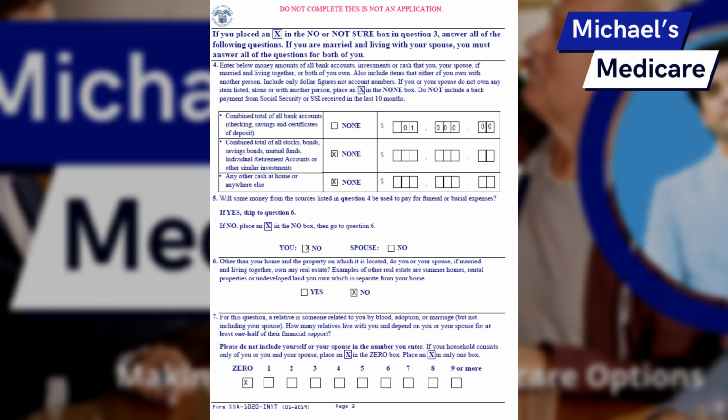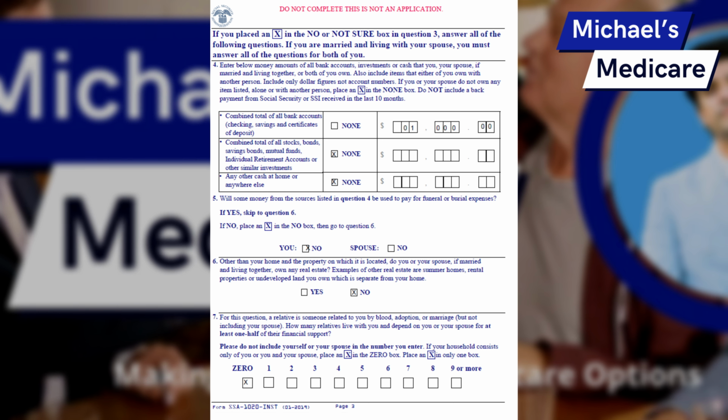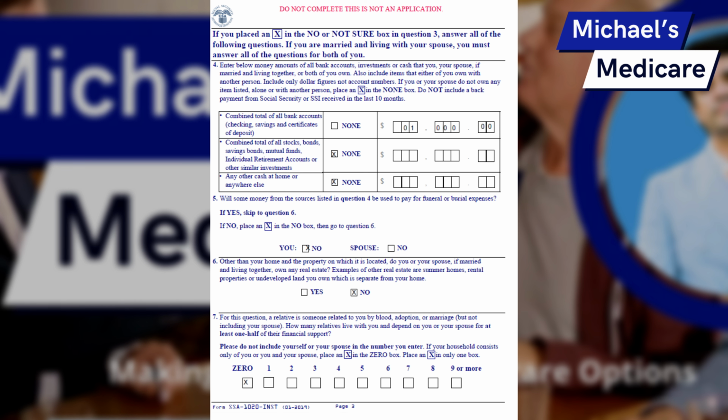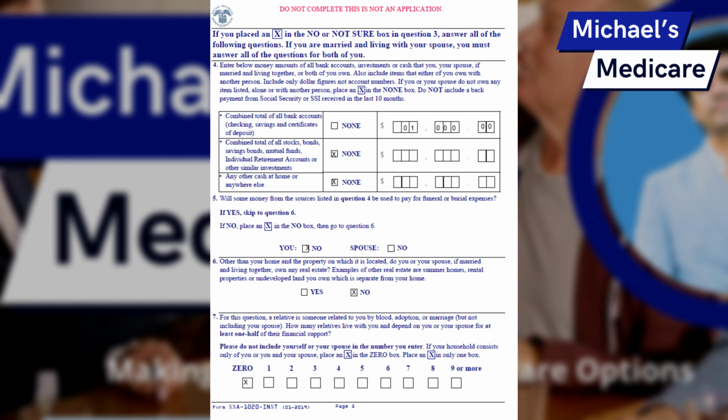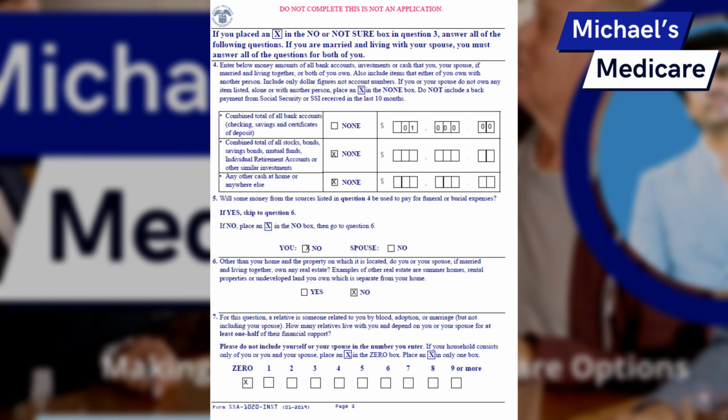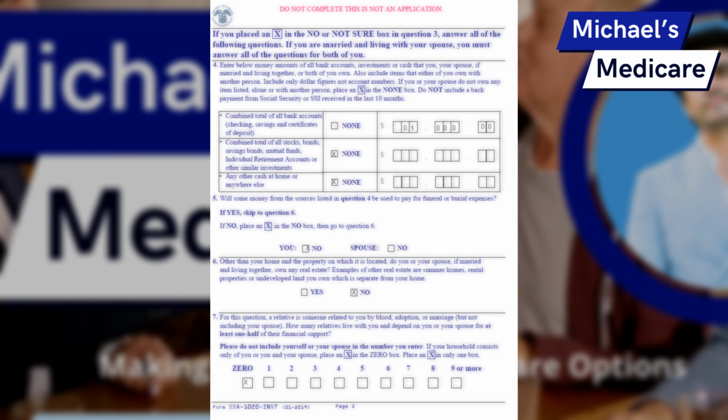Number 7, for this question, a relative is someone related to you by blood, adoption, or marriage, but not including your spouse. How many relatives live with you and depend on you or your spouse for at least 1/2 of their financial support? Please do not include yourself or your spouse in the numbers you entered. If your household consists only of you or you and your spouse, place an X in the 0 box and place an X in only one box. So in this case, just Jeff, we're going to put an X in the 0 box.